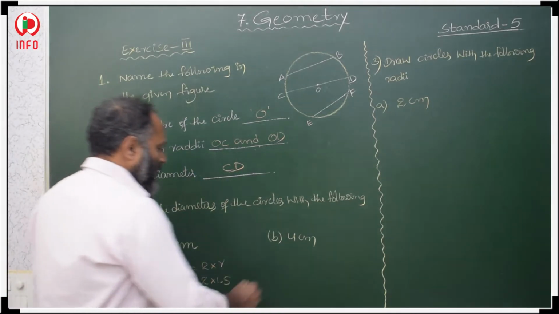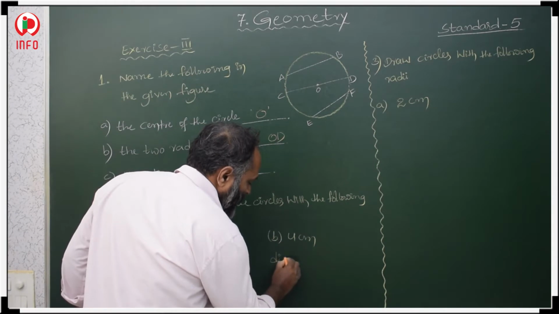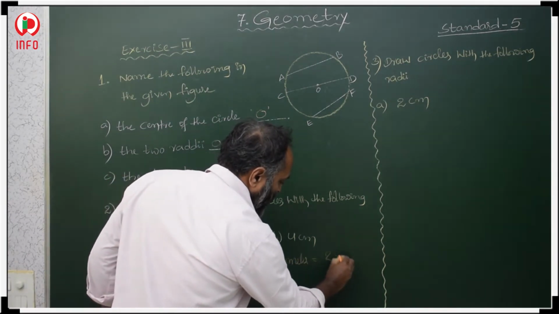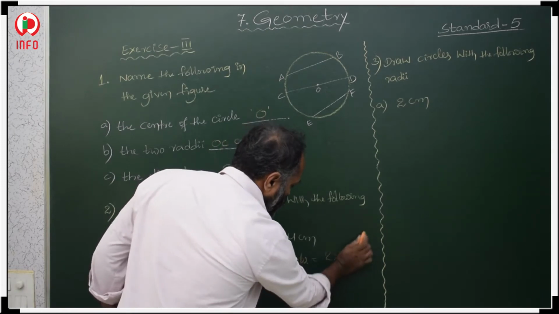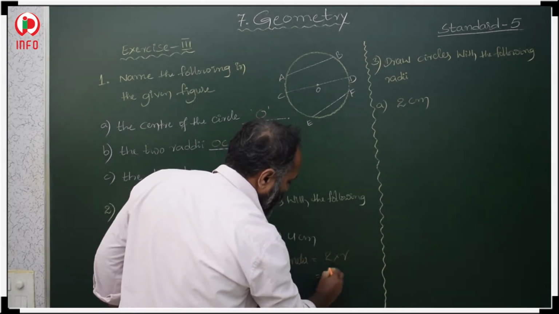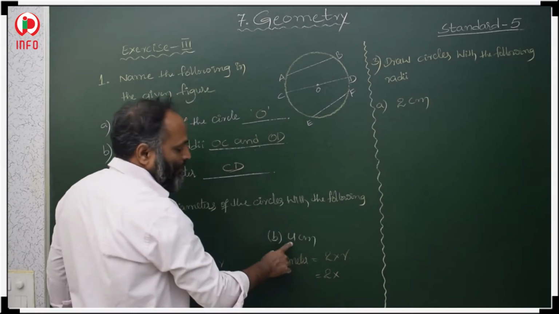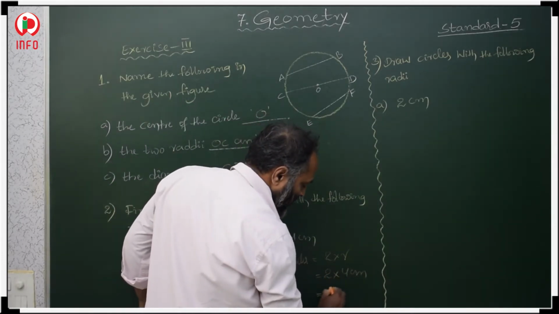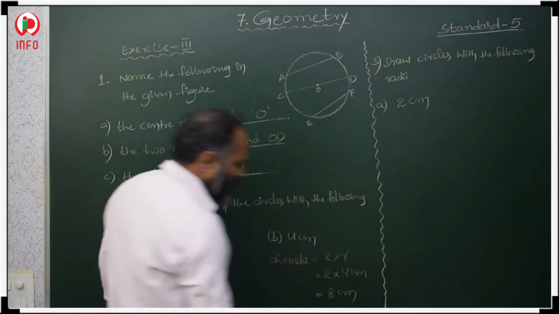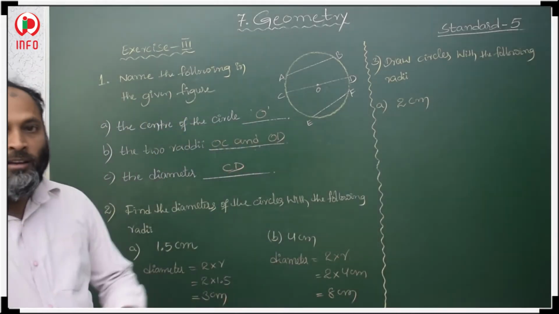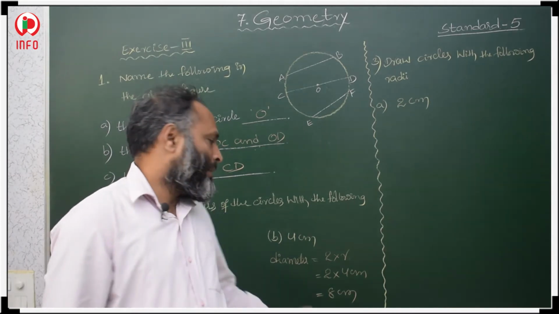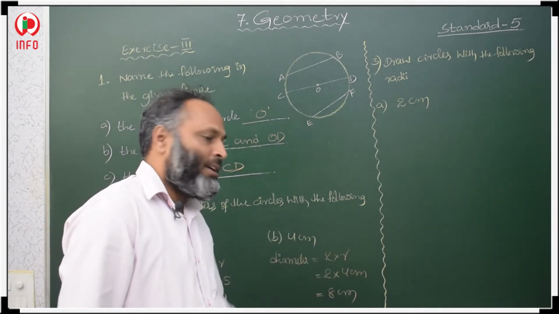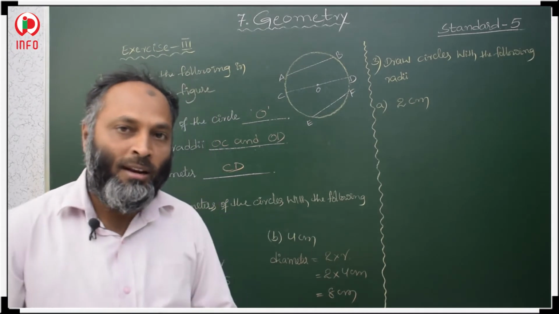Here also we have to find the diameter. Radius is given. Diameter is equal to 2 into radius. First you take the radius. What is the radius here? 4 centimeters. 2 4s are 8 centimeters. This is the radius, and radius double means diameter. This is the diameter. So, radius double is the diameter.